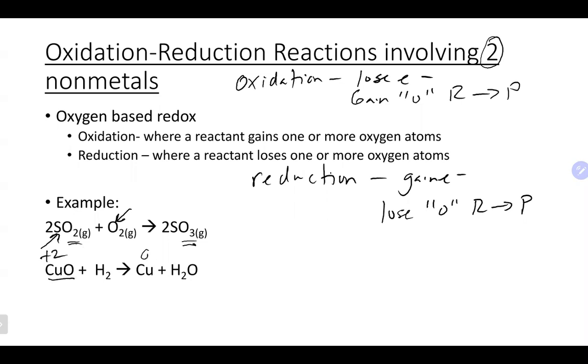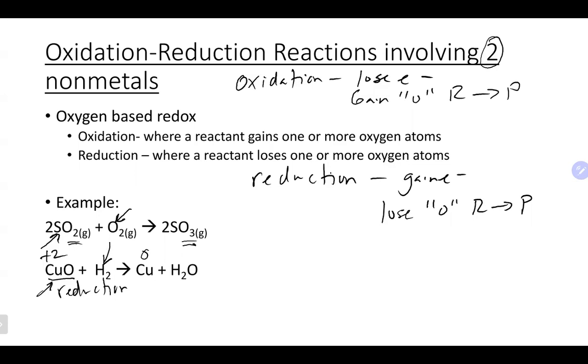And this is copper by itself, which has no charge. So in this case, we actually have copper, and we can look at it like we did before, but if we didn't, we can see here that the copper is losing oxygen as it goes from left to right, which means that it is going through reduction. And obviously the hydrogen here would be the one going through the oxidation.